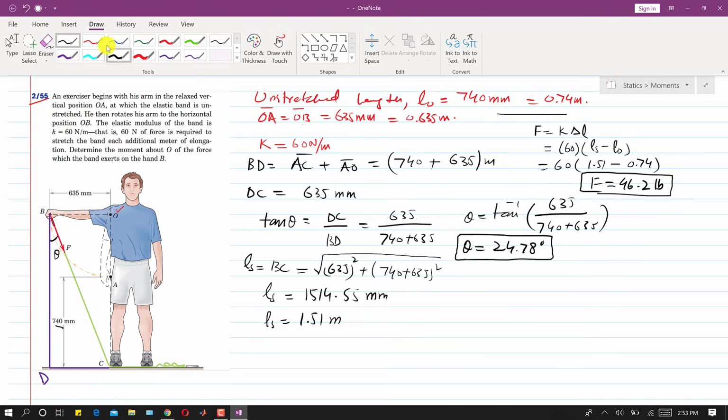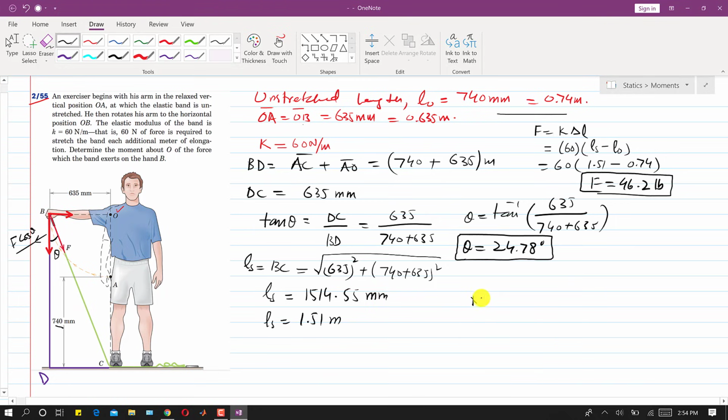Now if I resolve this force into its components, only this component will be producing the moment about point O. The line of action of this other component is passing through point O, so this component will not produce any moment, right? So this component is what? If this is theta, then this is F cos theta. So only the cos component is producing moment.